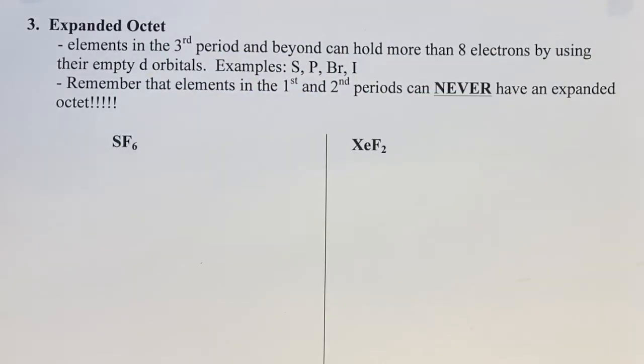The third exception to the octet rule applies to elements that have an expanded octet. This rule specifically applies to elements that are in the third period or beyond, and it is allowable because of the orbitals that they have.